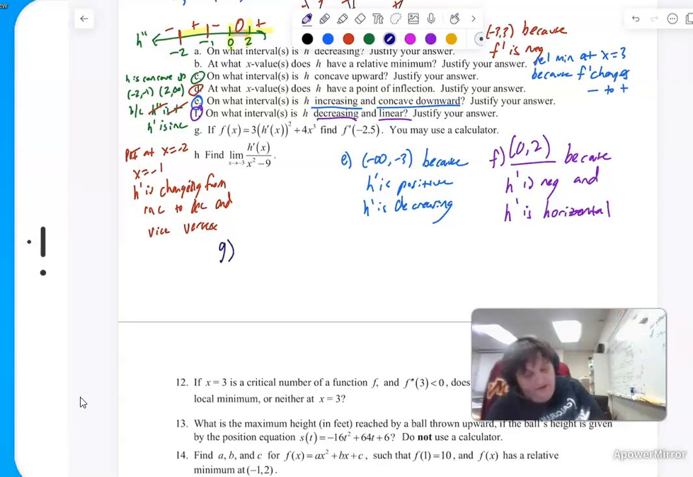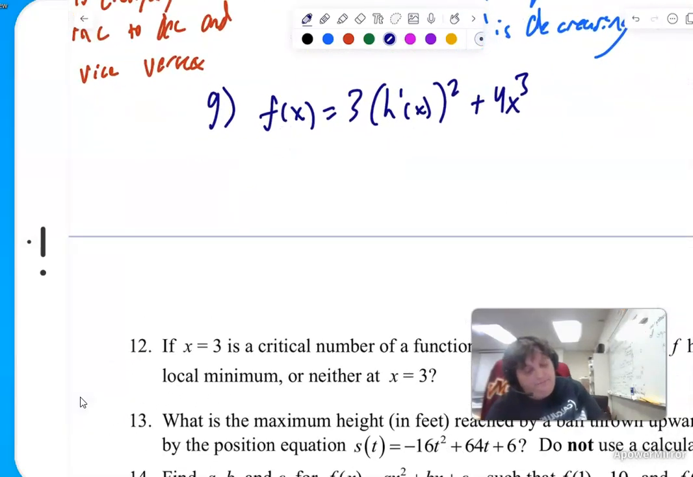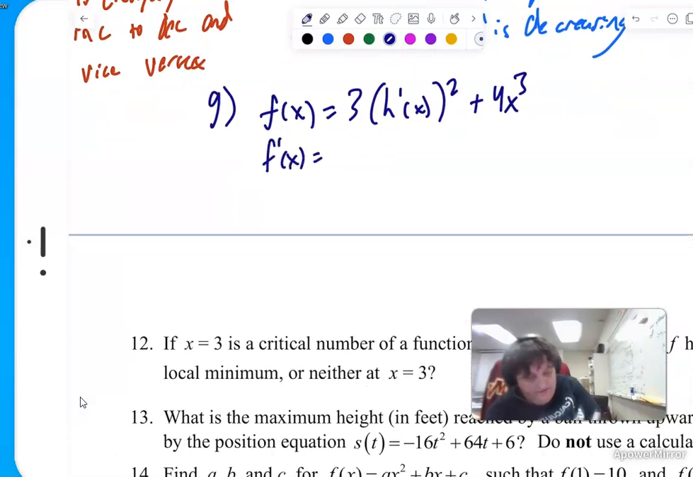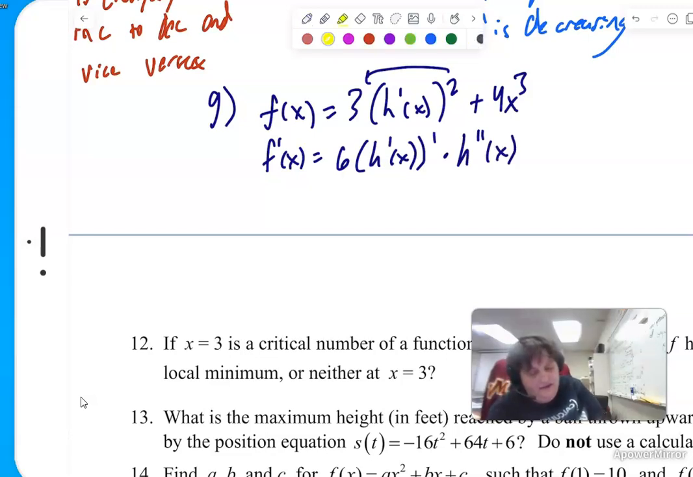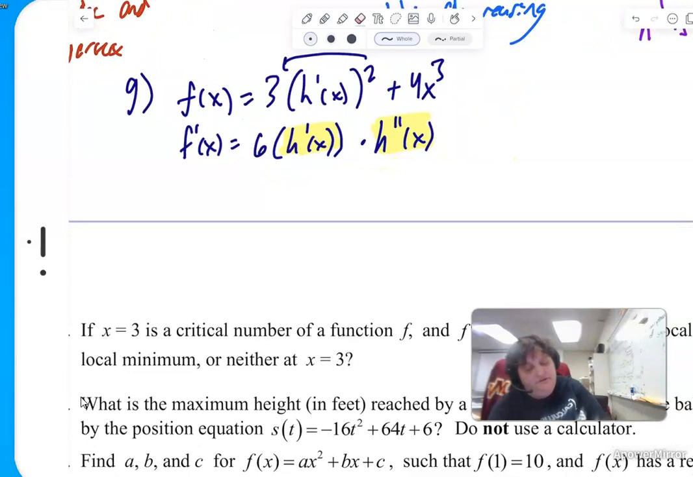Okay, so check it out. If f of x is 3 and then h prime squared plus 4x the third, find f prime of -2.5. Okay, you guys check it out. Take the derivative. That's going to be 6 h prime of x to the first times the derivative of the inside. And for chain rule on this, the derivative of the inside is h double prime. Now, I'm going to erase that because that looked like a prime that was just to the first. Okay? And then this is going to be 12x squared.